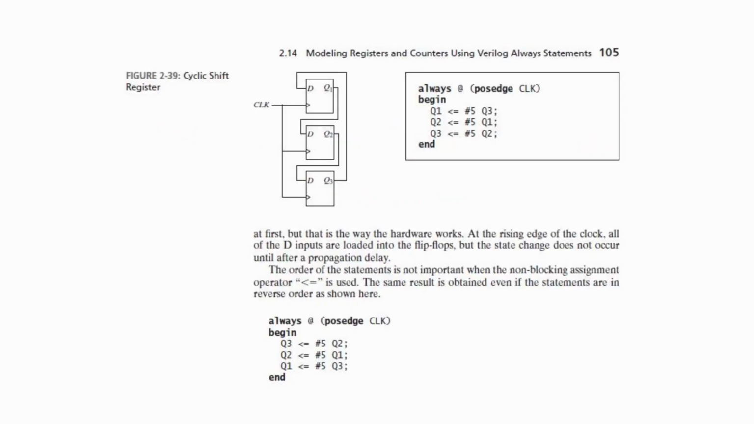The first topic is a cyclic shift register. If you don't know how a register or counter works, this is how it works. A counter, as you know, is a sequential circuit. It has feedback, a part of the output is fed back to the input. That is one point which makes a circuit sequential.